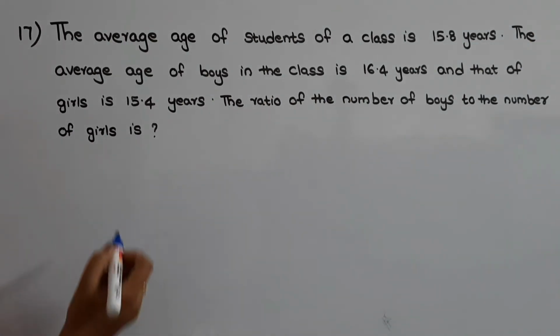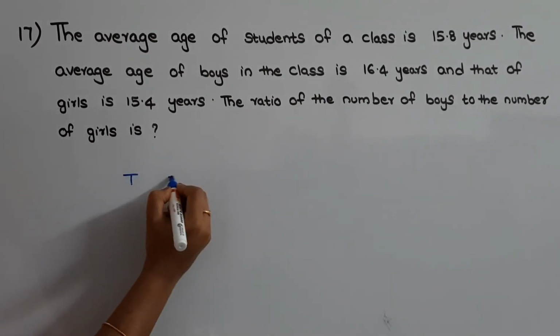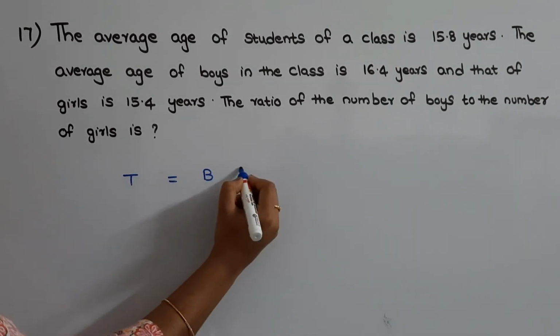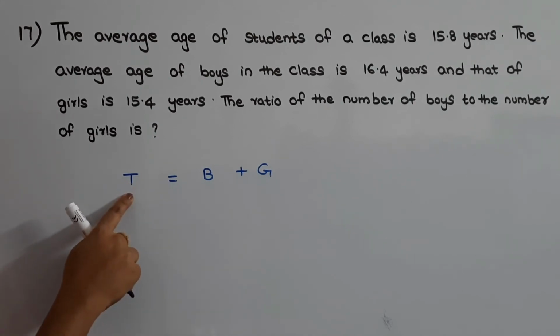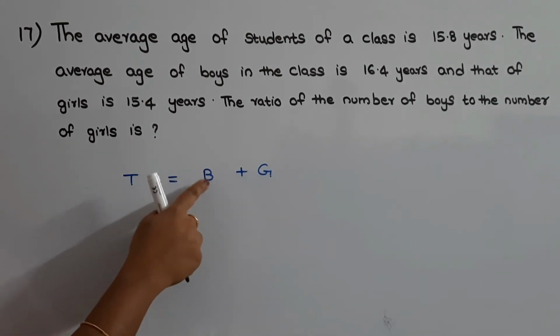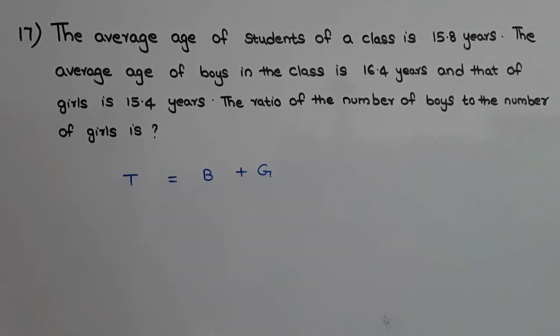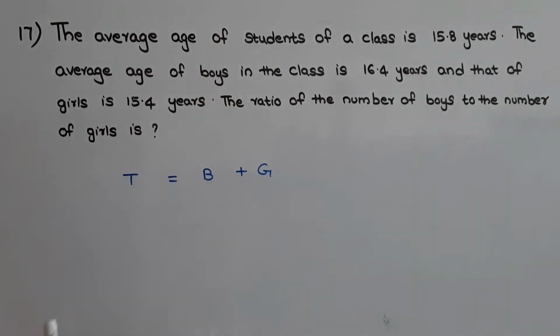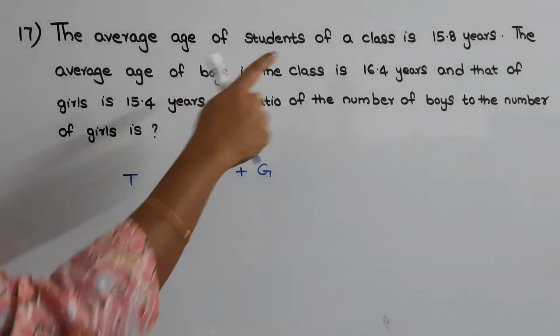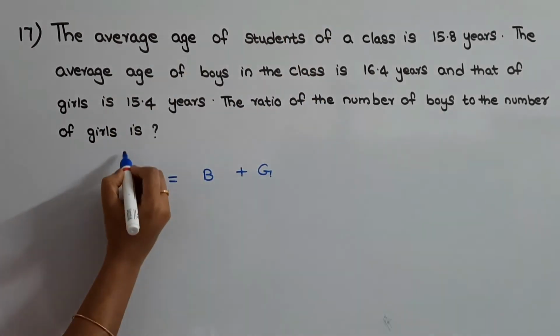The total number of students can be written as number of boys plus number of girls. They have not given the total number of students, and they have also not given the number of boys and number of girls. Now let us write down the given averages above these numbers. The average of the total number of students is given as 15.8.